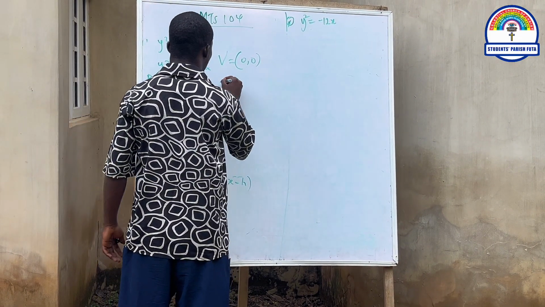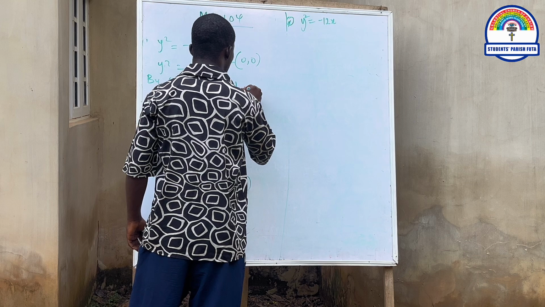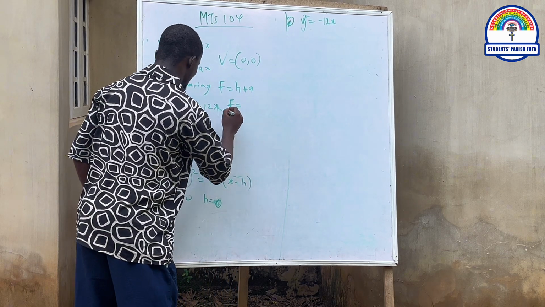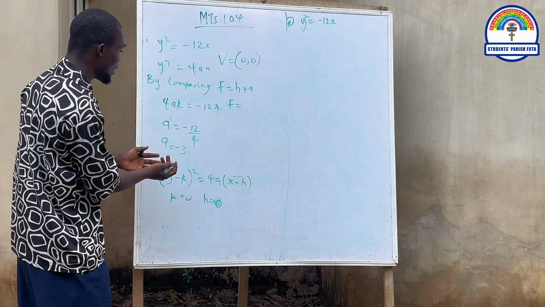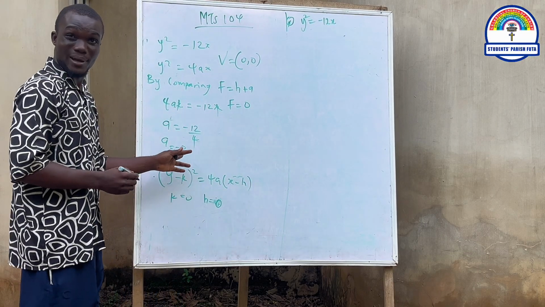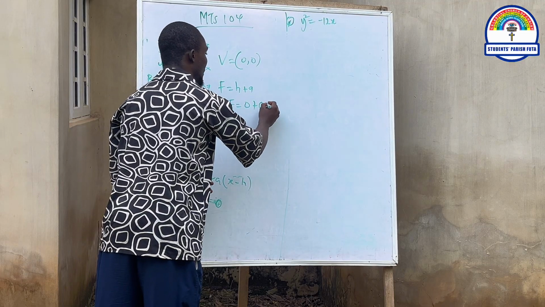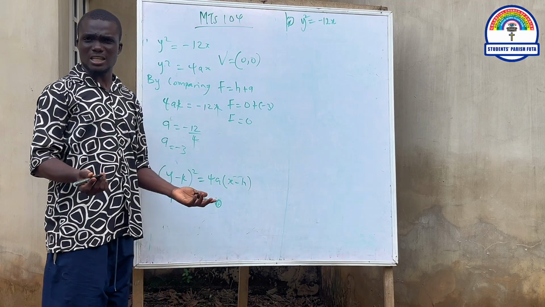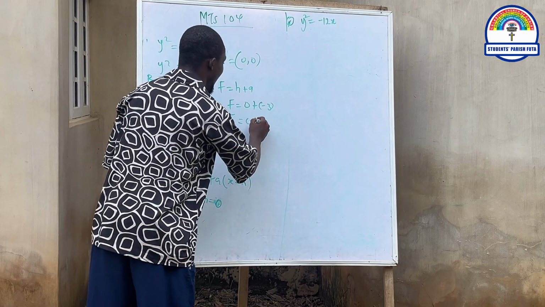So to get our focus, our f is equal to h plus a. So our f now is equal to, what is our h? Don't forget that our h is 0. What is our a? Minus 3. That's plus minus 3, right? So our f is equal to 0, what is minus times plus? That's minus, right? Minus 3.